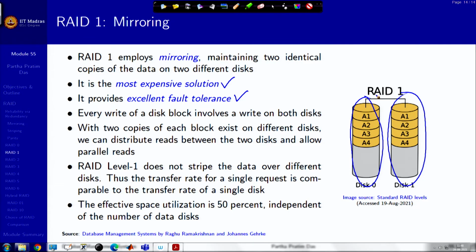You can distribute the reads between the 2 disks and allow parallel reads wherever possible, and it does not stripe the data on different disks. So, the transfer rate for a single request is comparable to that of a single disk, but the space utilization, as you can see, is 50%, because you are keeping a 100% copy. So, you need double the space.